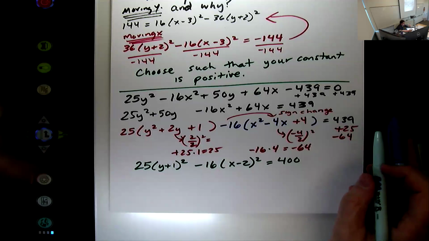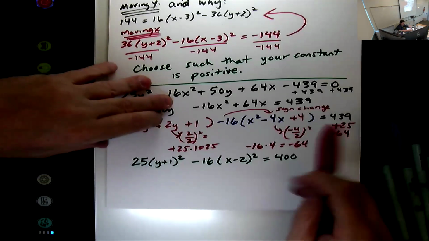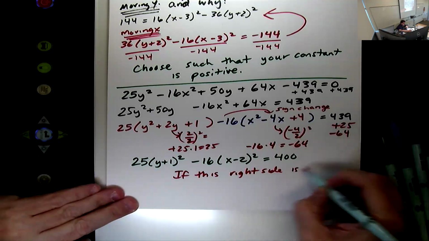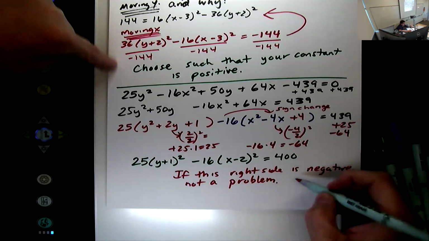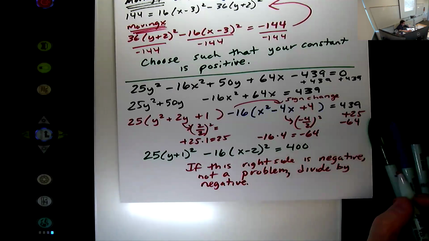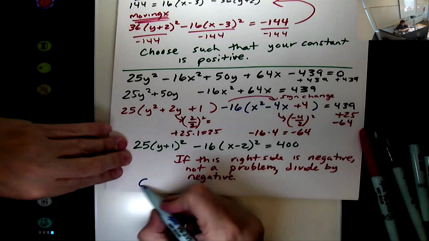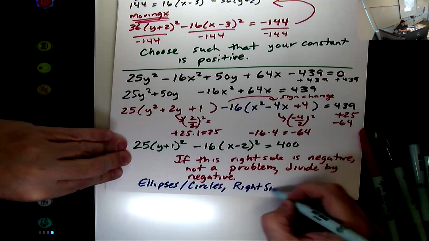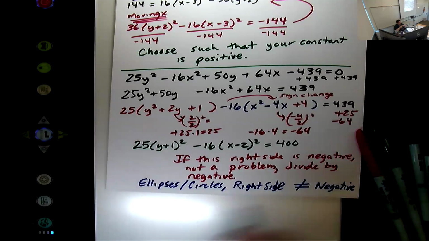Okay, so what to do now, I hope, is obvious. Divide by the 400, right? If this right side is negative, it's not a problem here, as we saw in the last one. If we just divide through by it, it changes the orientation, which one's positive over here. On ellipses and circles, the right side can't be negative, because we don't have that option of dividing by the negative and fixing it.